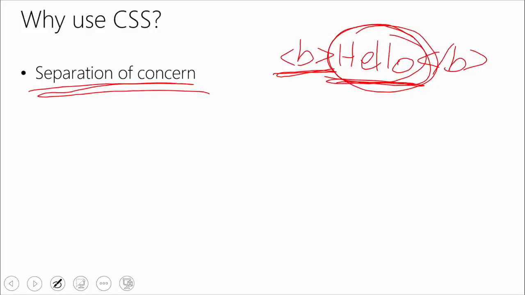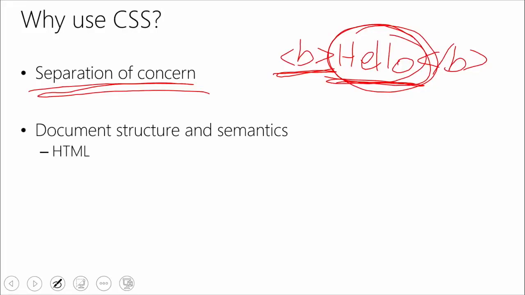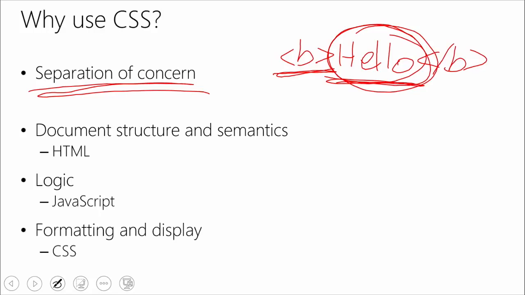And that's where that separation of concerns comes into play. Rather than just simply saying, hey, we want this to be bold, let's let HTML put together the structure of the document. Let's let HTML tell us this is what the head is, this is what the article is, this is what the section is, this is where our navigation is. Let HTML do things like that. And then let's let something else handle the logic. That's, of course, going to be JavaScript. And let's let something else handle the formatting and display. And that's where CSS is going to come into play. That nice, clean separation of concerns.